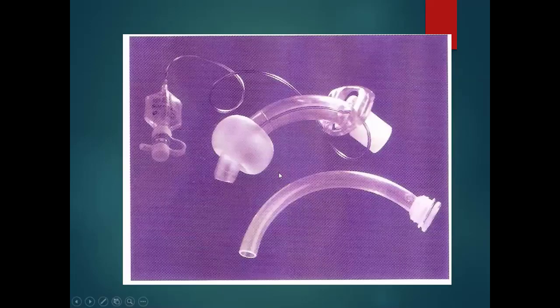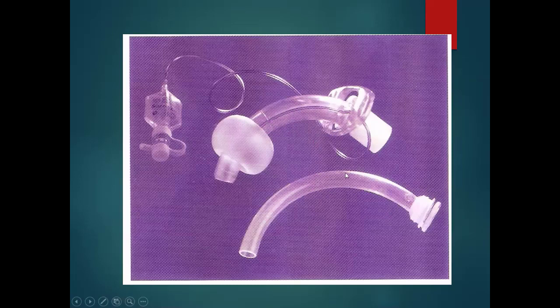This is another type of tracheostomy tube. Here the flange is flexible, so it can fit into the various contours of the skin on the neck. It also has the diameters mentioned here on the cuff, on the balloon here, and it has an inner cannula. So in case the tracheostomy tube gets blocked while this whole thing is in place, we can remove the inner cannula and replace it with a new inner cannula.